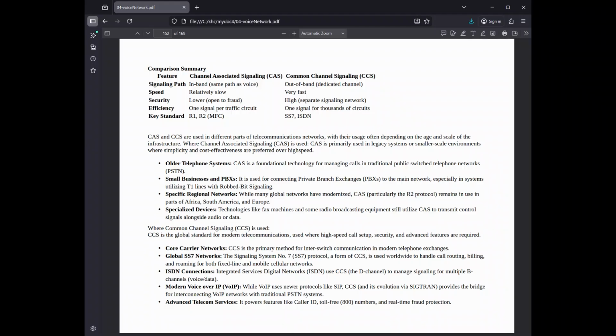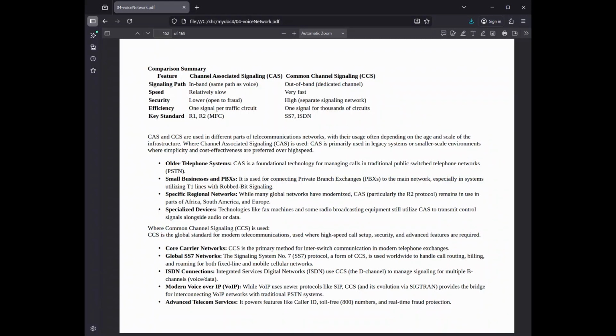Comparison summary. Feature: channel associated signaling, CAS, versus common channel signaling, CCS. Signaling path: in band, same path as voice, versus out of band, dedicated channel. Speed: relatively slow versus very fast. Security: lower, open to fraud, versus high, separate signaling network. Efficiency: 1 signal per traffic circuit versus 1 signal for thousands of circuits. Key standards: R1, R2, MFC versus SS7, ISDN.